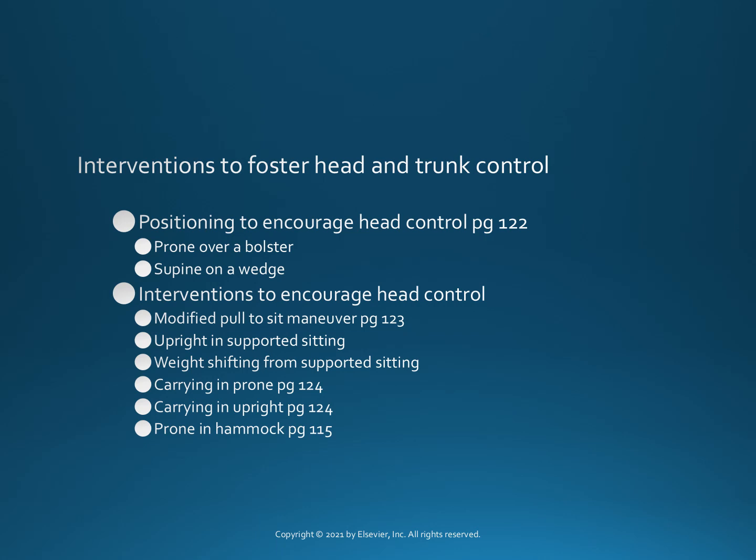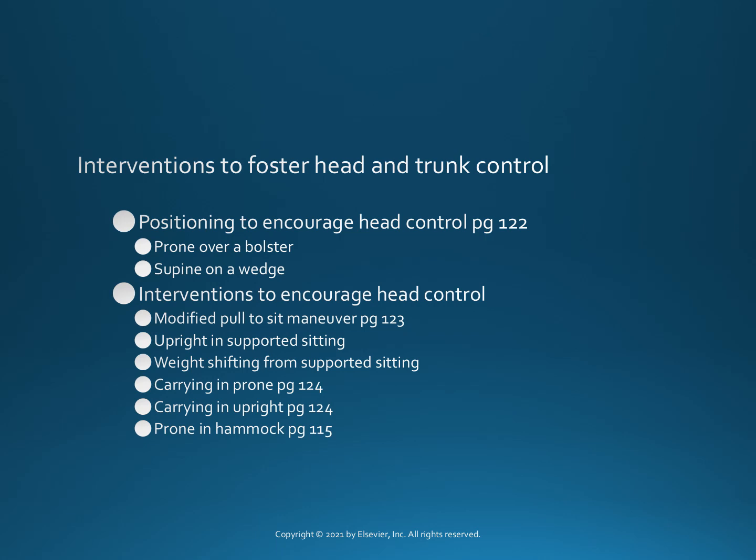So, interventions to foster head and trunk control. If we're looking at head control on page 122, prone positioning is obviously going to help foster extensor neck strength, and supine positioning is going to foster flexor neck strength. And so placing somebody prone over a bolster can help with facilitating greater range of motion up through neck extension. It can also help with desensitization of the positioning, and it can help with tone as well and combating that Landau response. For supine, we can lay them on a wedge to decrease the effects of gravity.